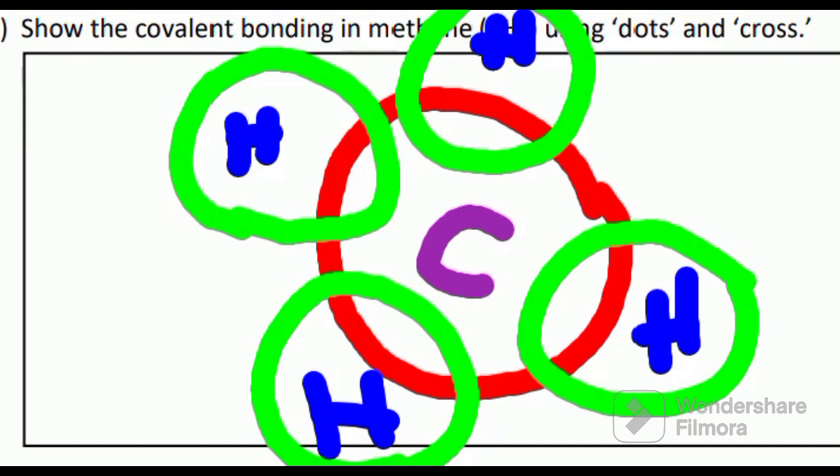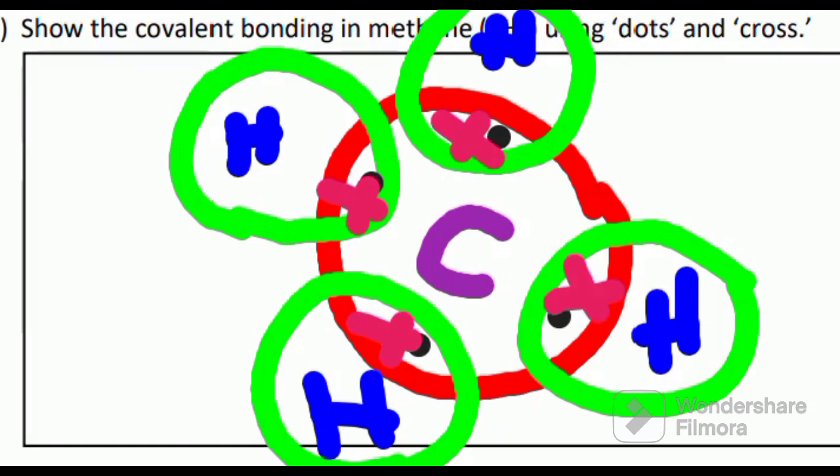Each hydrogen atom is going to donate 1 electron. So for hydrogen we are going to use dots. A dot there, dot there, dot there, a dot there. And the carbon atom is going to donate 1 electron to each of these hydrogens. So for carbon we are going to use X there, X there, X there. So this is the covalent bonding of methane.